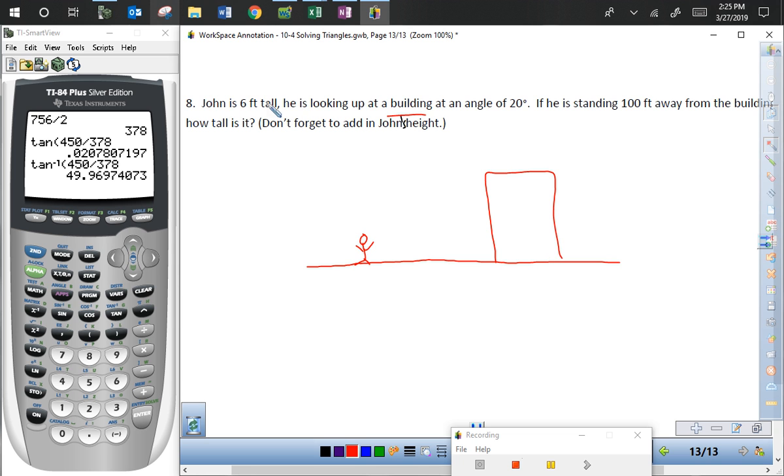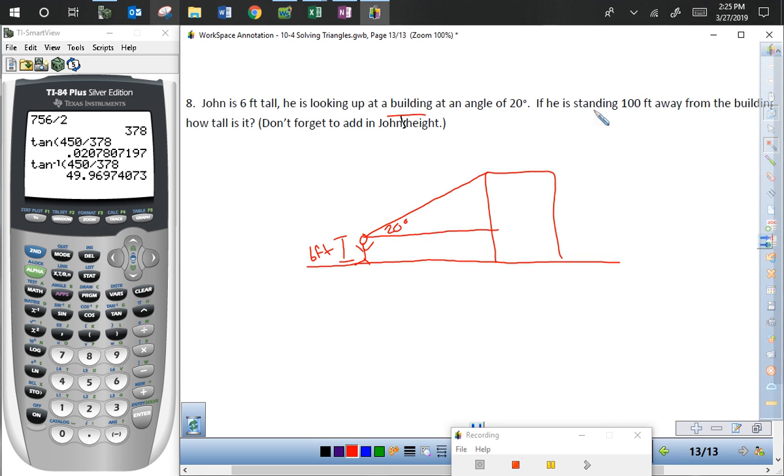Now, John is 6 foot tall, so this vertical distance with John is 6 feet. And it says he's looking up to a building at an angle of 20 degrees. So from John's eyeballs here, we're looking at the top of the building, and that's going to form a 20-degree angle. Now, it's important that when we're normally walking around, we look straight out. So make a horizontal line segment from the eyeballs, and that will create your 20 degrees.